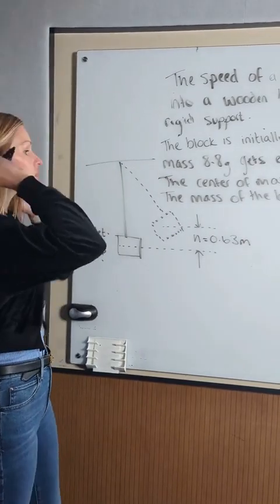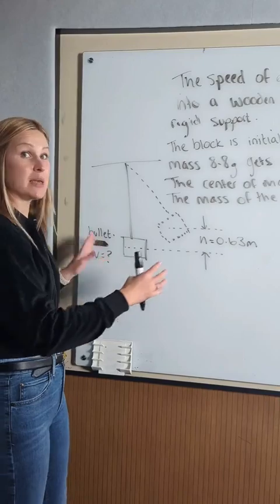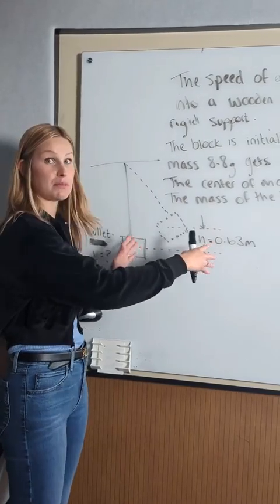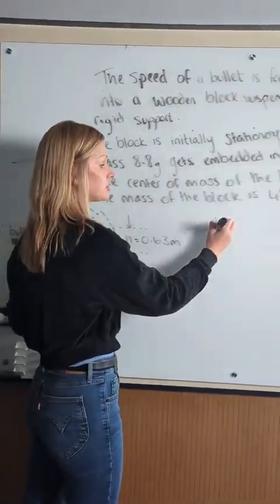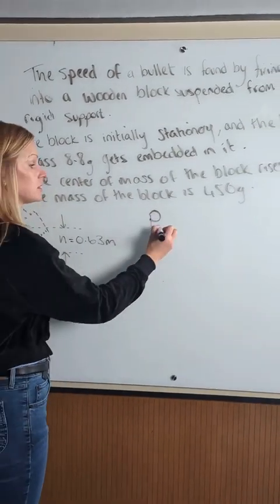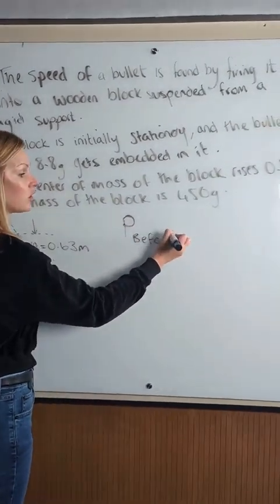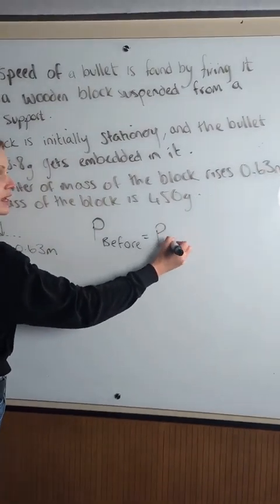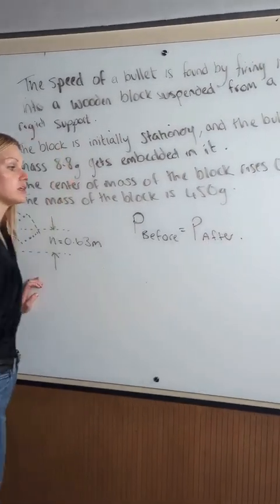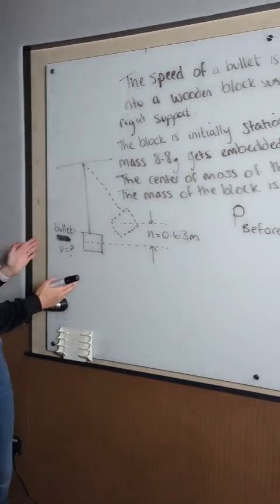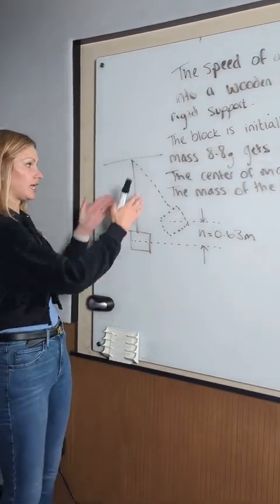Okay, so something I know is that momentum before has to equal momentum after. So I'm just going to write that first. I know P stands for momentum, so the momentum before always has to equal the momentum after. If I look at the before situation, I have a bullet that's moving and a block that is stationary.